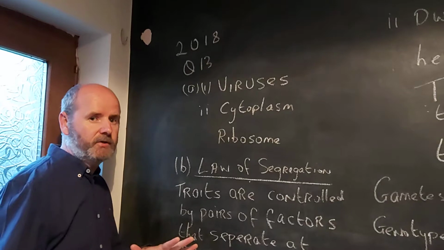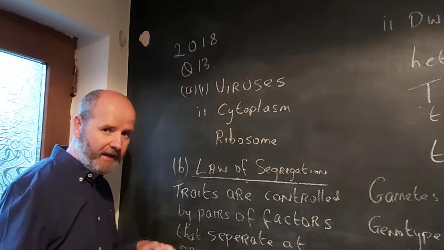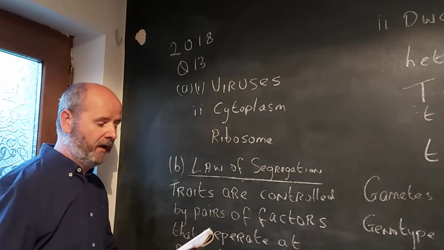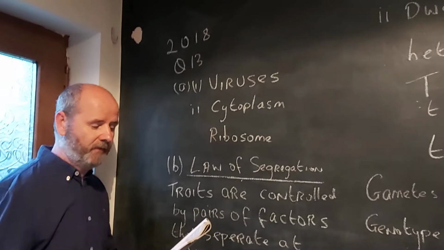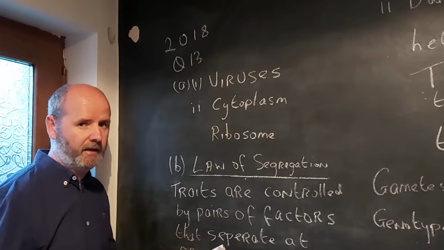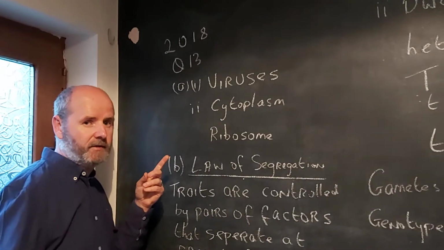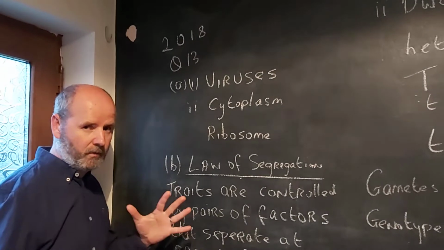Now, I had a student who asked me to look at a genetics question, especially the 2018 question. It was question 13 that year, and the first part A is: name the biological active entities, each of which contains only one type of nucleic acid. That answer there is viruses. Viruses contain either DNA or RNA, never both.